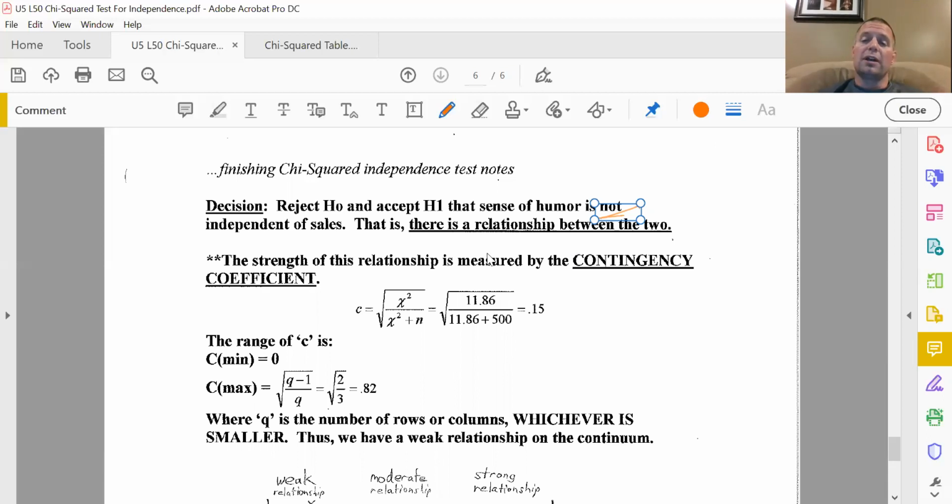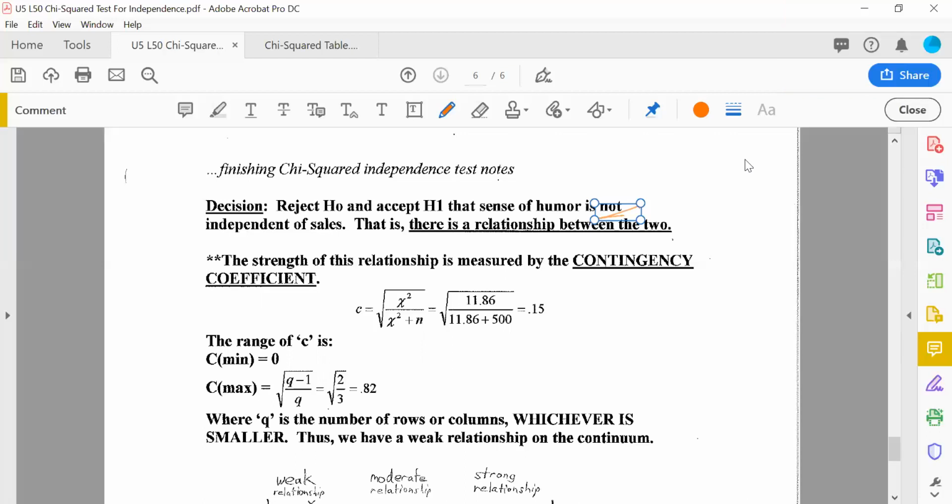Sense of humor and sales are related in one way, shape, or form. Doesn't say how yet, but it just says. So how related are they? Well, we find the strength of the relationship. Once you reject H0, and only when you reject H0, you need to find the strength of the relationship, and it's measured by something called the contingency coefficient, which is the letter C.